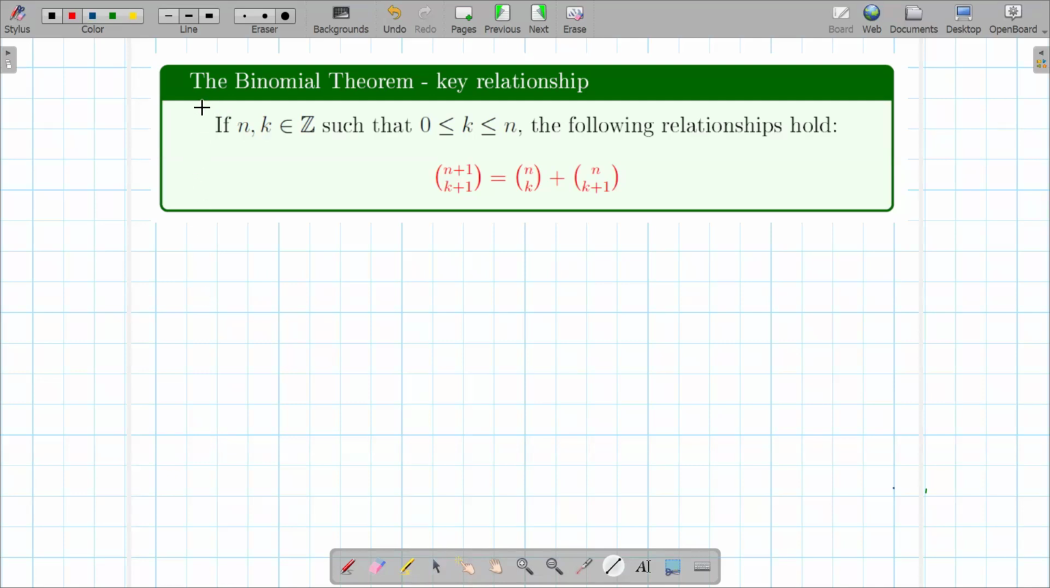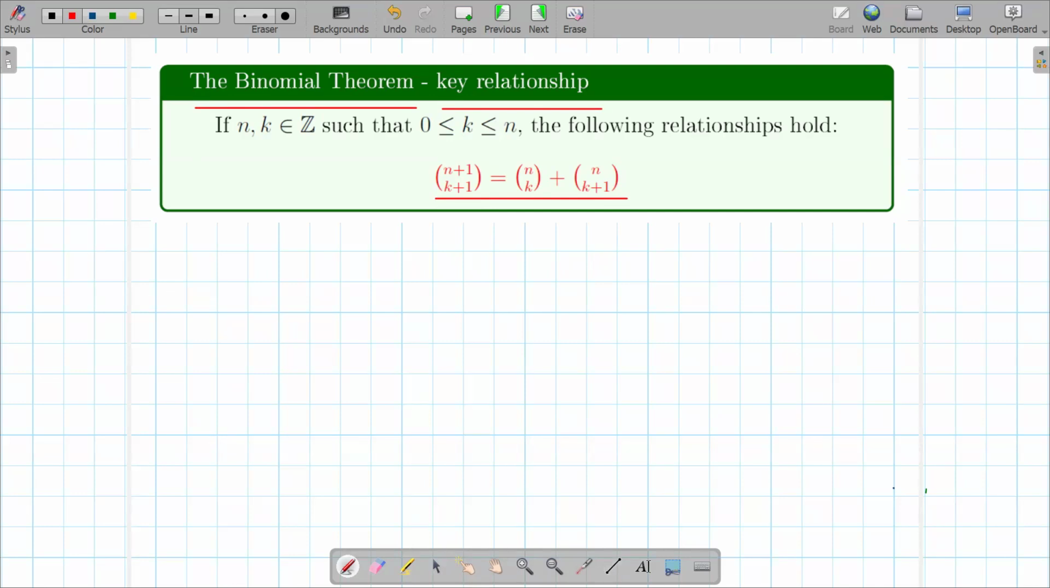Today, we are going to continue our discussion on the binomial theorem. Namely, we are going to try to build some intuition for the key relationship between the coefficients. And the key relationship is the one highlighted in red here, okay? But like I was saying, we are going to build some intuition.